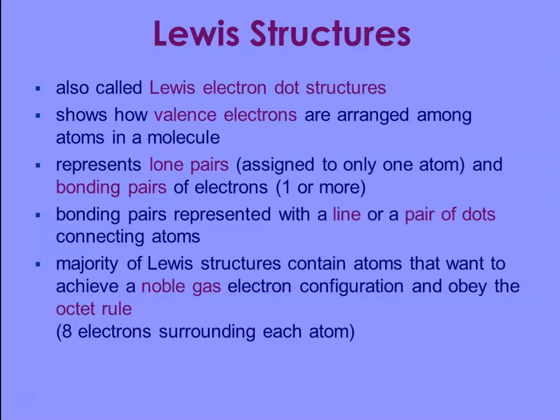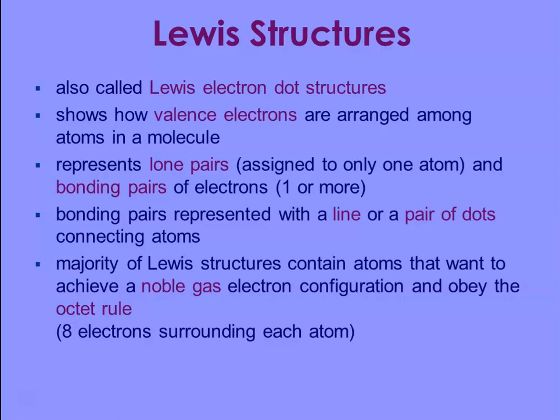Lone electron pairs will only be assigned to an individual atom, while bonding electron pairs will be assigned between atoms. You can represent these bonding pairs with a line or a pair of dots. I've actually seen lone electrons be represented with lines too, but that gets a little crazy.